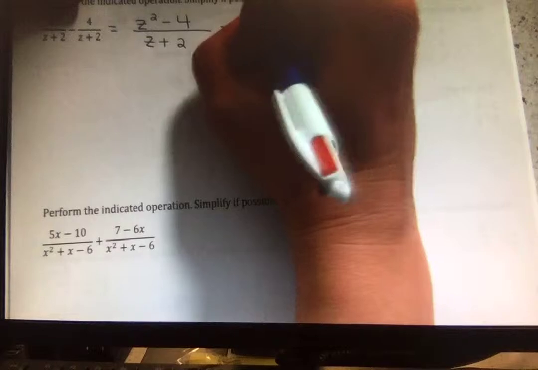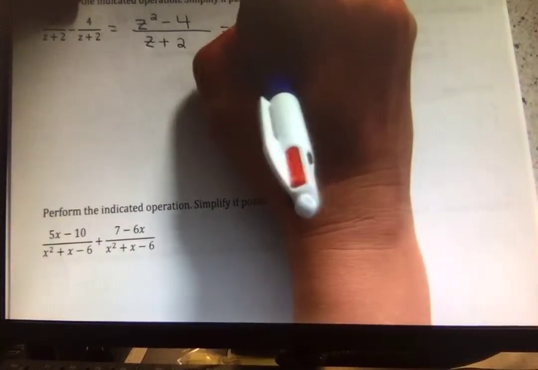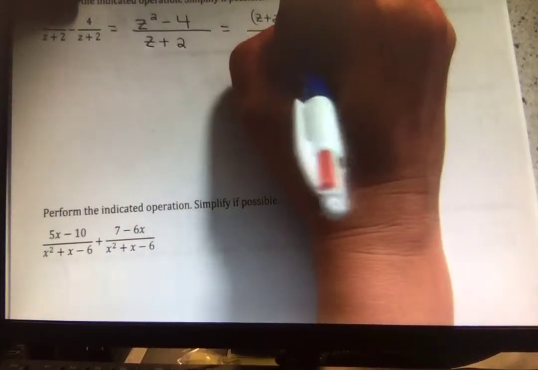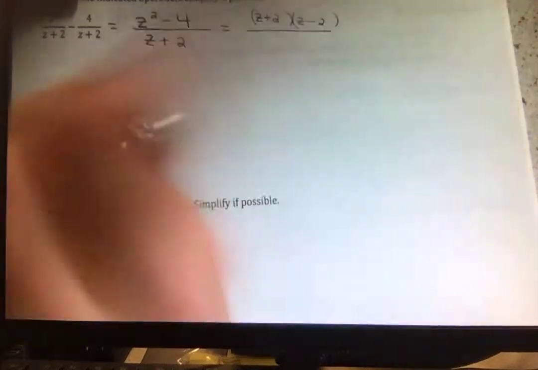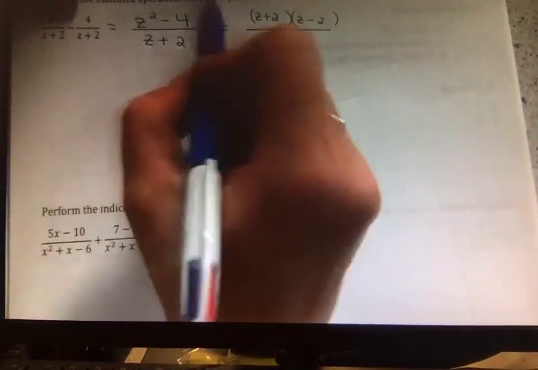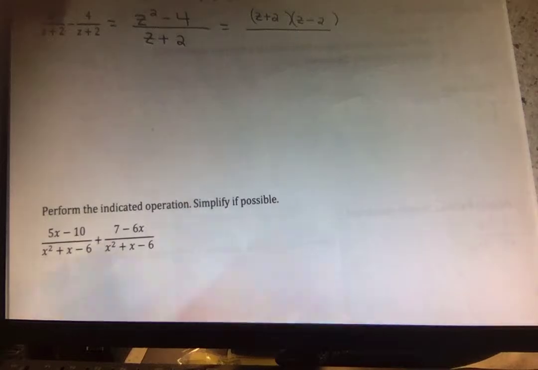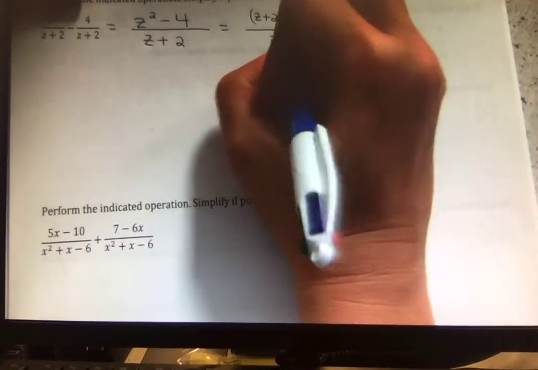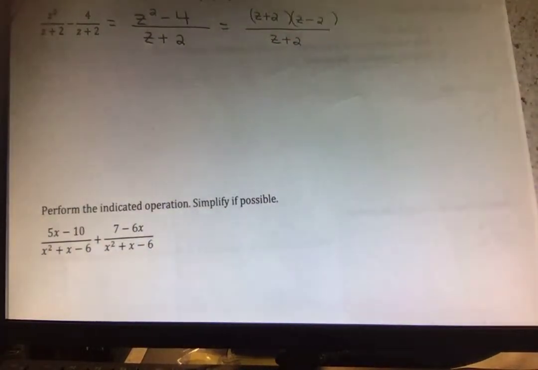Difference of 2 squares, we can factor the top. Z plus 2 and z minus 2. Notice z squared is z times z. 4 is 2 times 2. One's positive, one's negative. The bottom is z plus 2, so it's already factored for us.